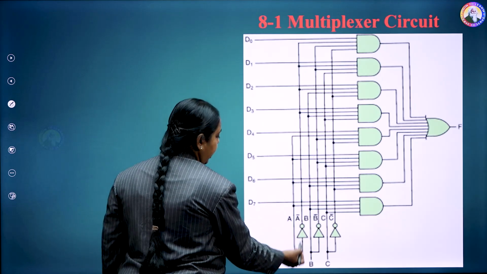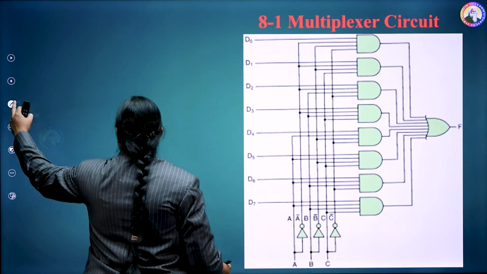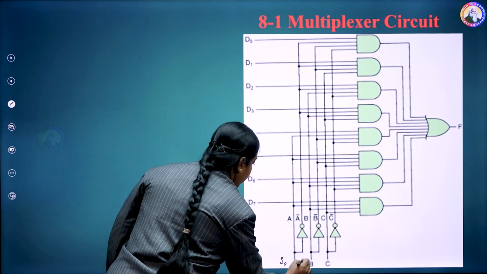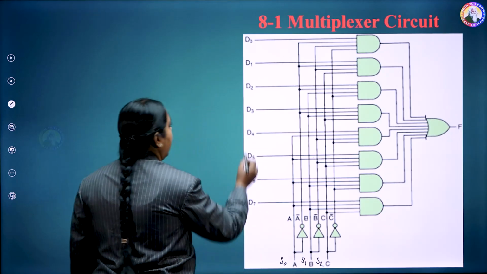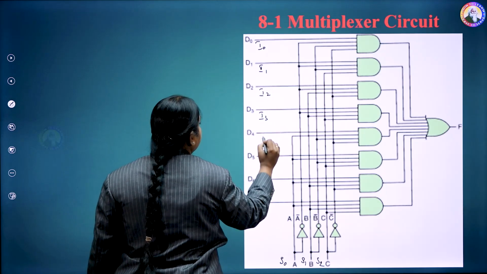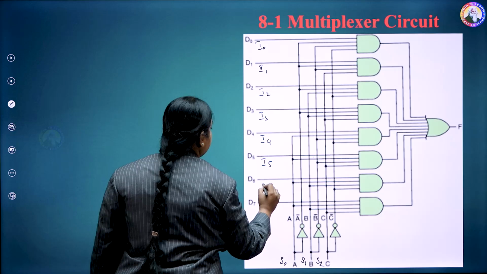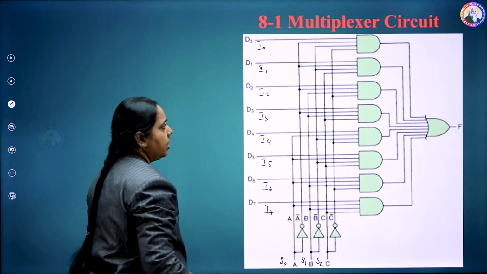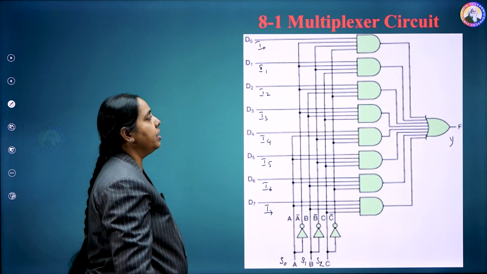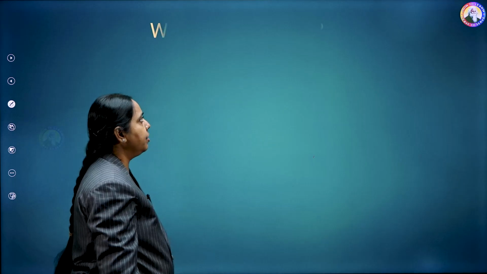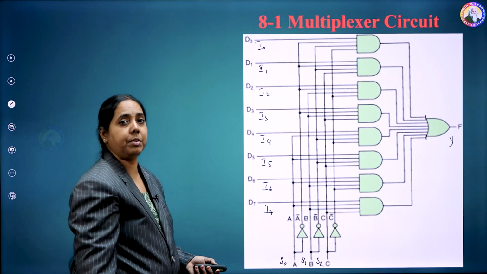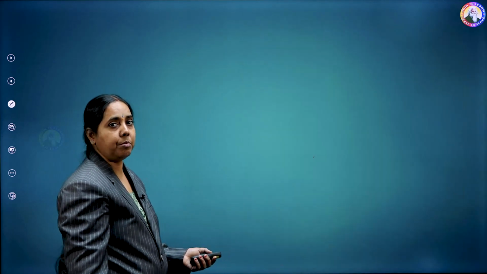Here you will be having 3 inputs. The 3 inputs here are S0, S1, S2, represented here as ABC. So, this is S0, S1, S2, and here I0, I1, I2, I3, I4, I5, I6, I7, and here is the output. So, this is the logical diagram representation of the 8:1 multiplexer. So, these are all about the 2:1 multiplexer, 4:1 multiplexer and 8:1 multiplexer.